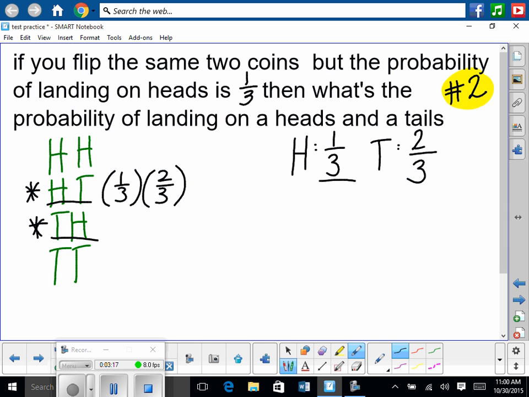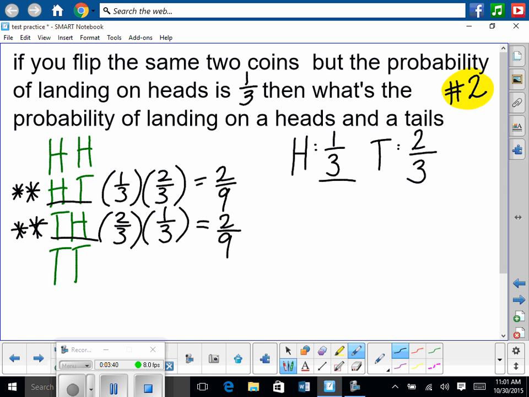But we also have this tails and heads. The probability of landing on tails is 2/3. The probability of landing on heads is 1/3. So it happens in 2 places, these 2 places. And the probability of each event happening, if we take our calculator and multiply it out, we're going to get right here 2/9, and right here we're going to get 2/9.